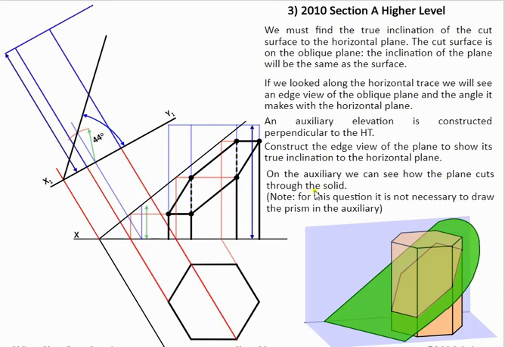Now the other method we're doing here is just showing our hexagonal prism drawn in and showing how it contains this as well.